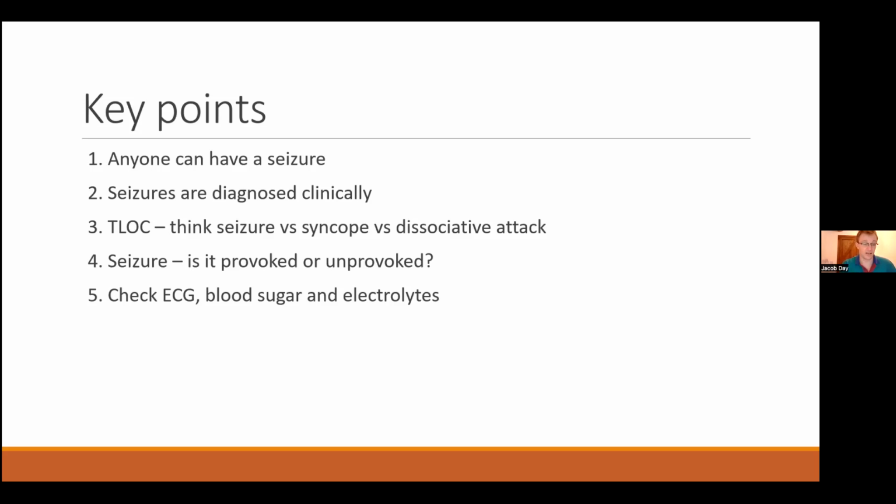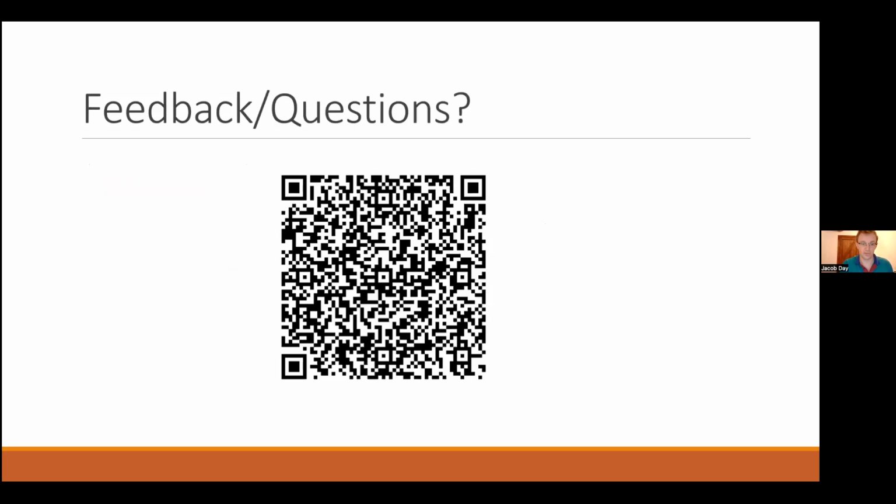If you think it's a seizure based on the history, just take it one step further and think, is it provoked or is it unprovoked? That'll slightly change what you do in terms of keeping in the hospital or your initial management. And the key investigations for any of these are ECG first and foremost, blood sugar, and routine bloods with electrolytes. Okay, thank you very much.